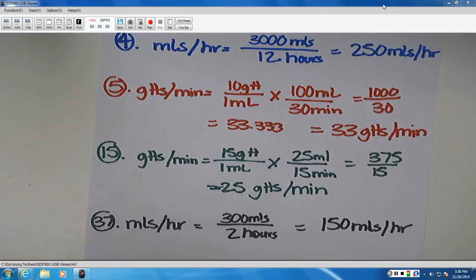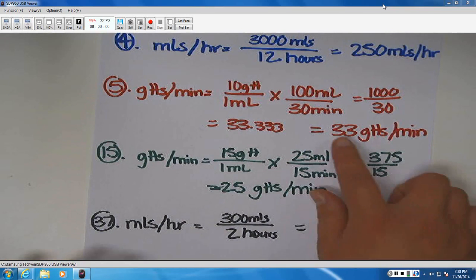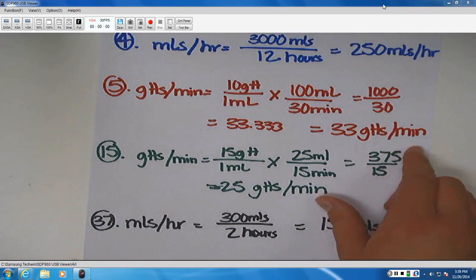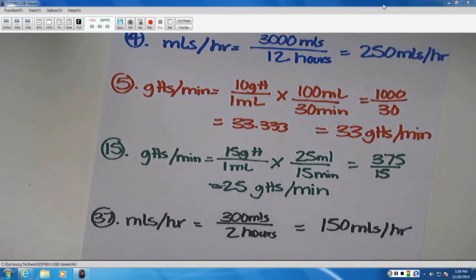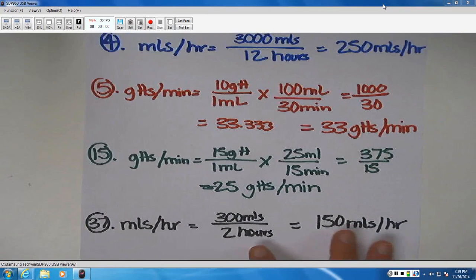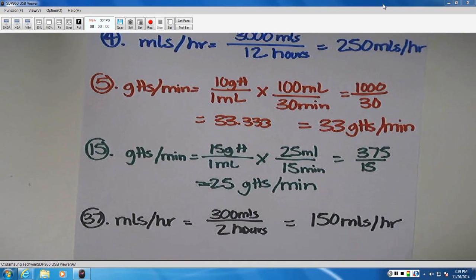I'm going to round down. You can't give 33.3 of a drop through an IV pole or IV pump. So it's simply going to be 33 drops per minute. I'm going to set my pump at 33 drops per minute in order to infuse my 100 ml bag in 30 minutes. 33 drops per minute.